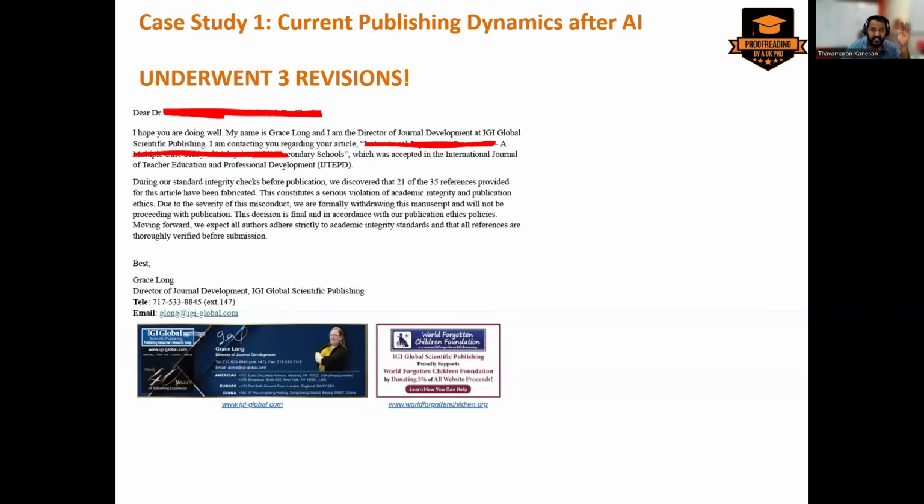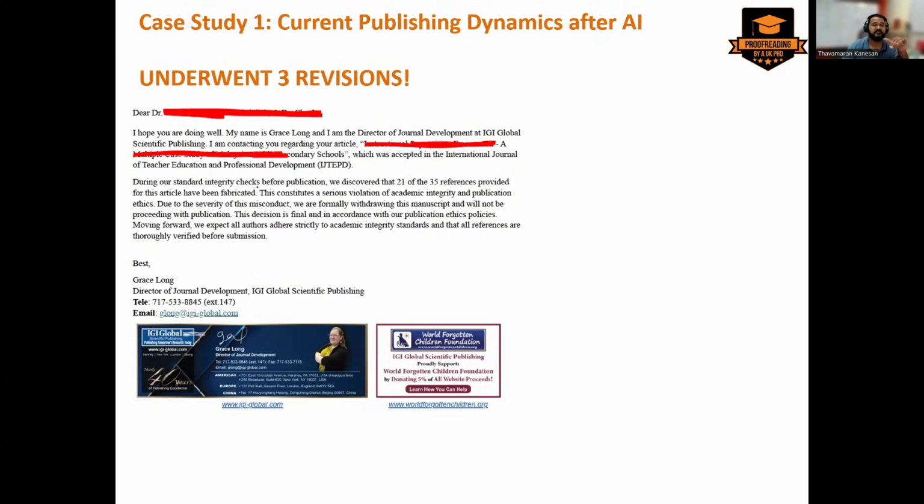Normally typesetting will be there. Normally proofing will be there. They'll normally check the citation formatting and so on. But this is the first time that I knew Scopus and Web of Science have come up with new requirements to check the content of every citation. They have tools to check the citation and the content of the citation. Okay. So we discovered 21 of the 35 references provided for this article have been fabricated.